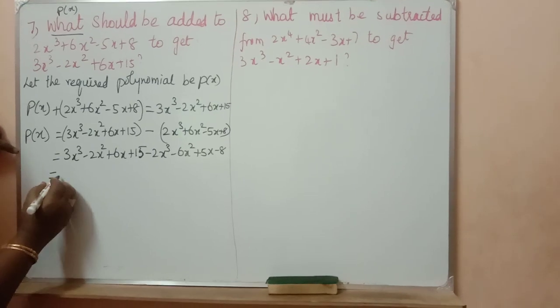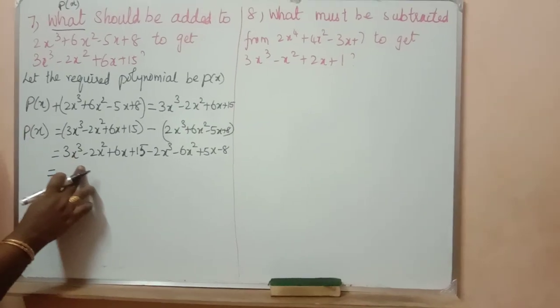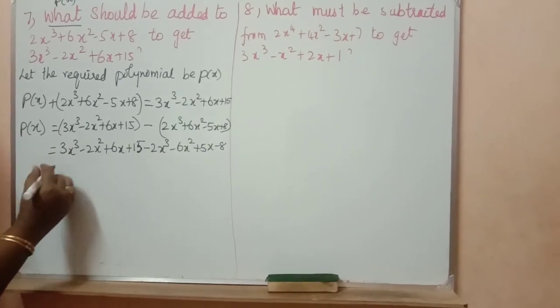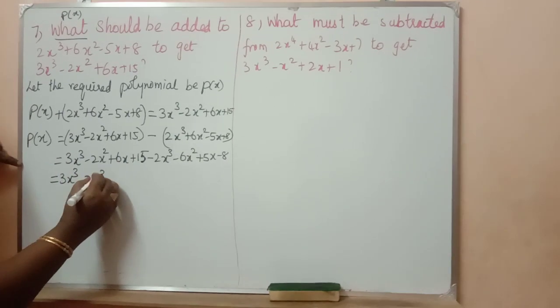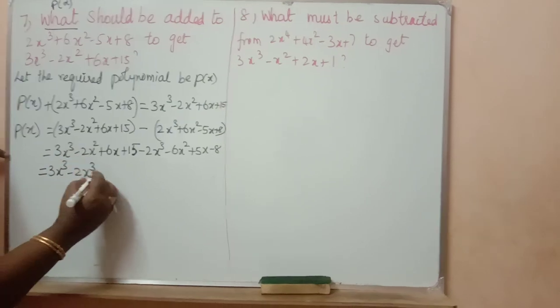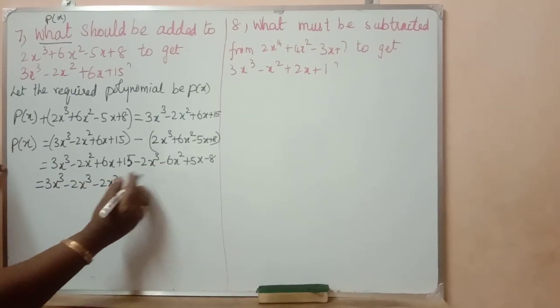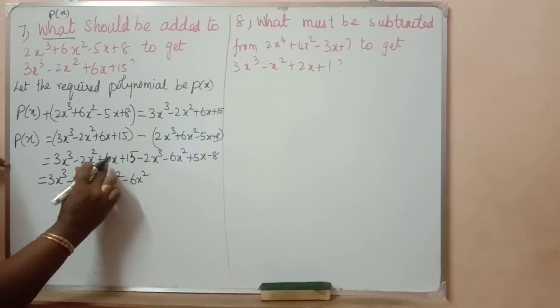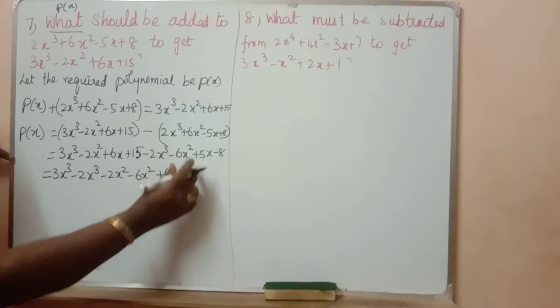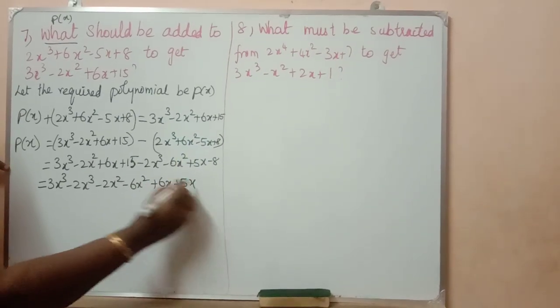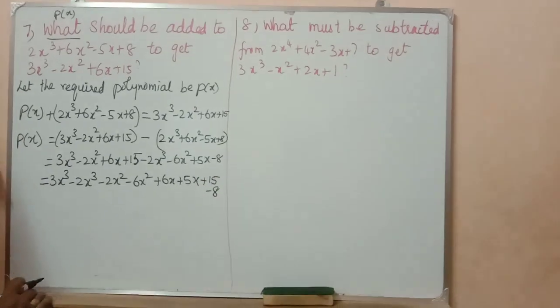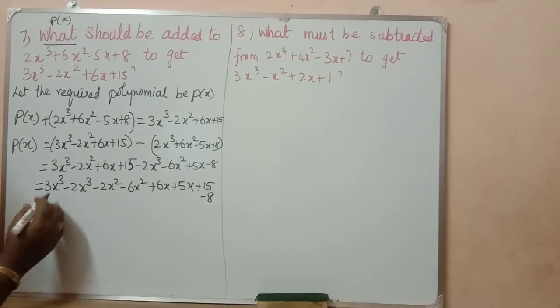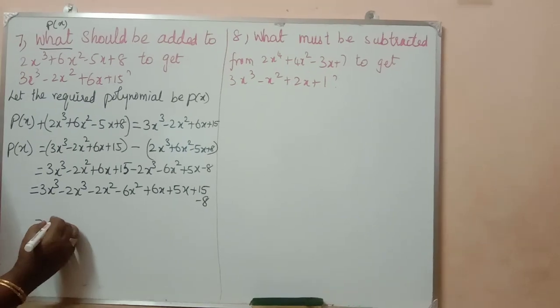Now group the like terms together. X cube, any other x cube is there? Here is an x cube. So 3x cube minus 2x cube. Then x square: minus 2x square minus 6x square. Then x: plus 6x plus 5x. Then plus 15 minus 8. Okay. Now group the like terms. X cube, x cube, x cube.